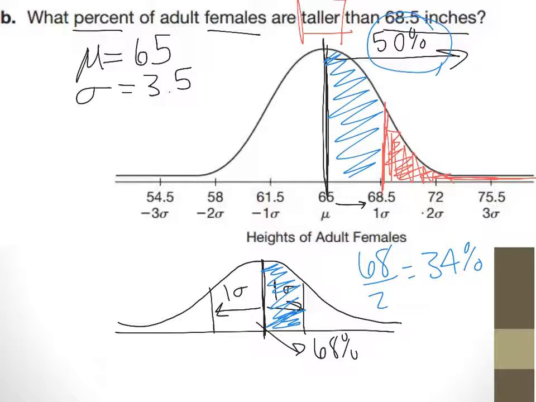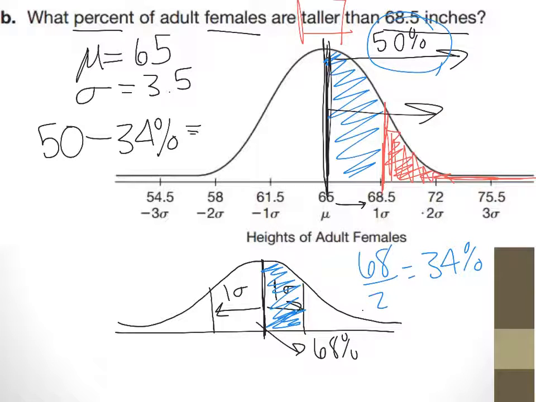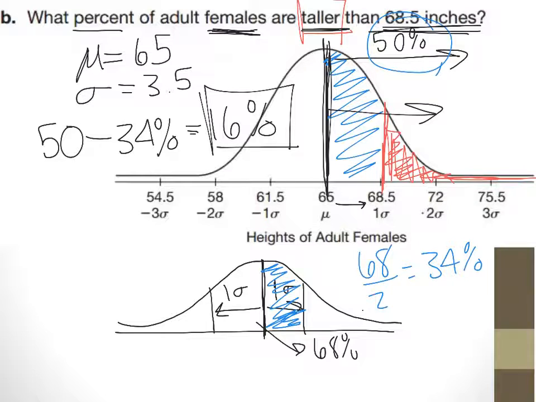Okay, and so if this whole side, okay, everything this way is 50%, well, then this red area must be able to be represented by 50 minus the blue area, which we found to be 34%, giving us a total of 16%. Okay, so there must be 16% of females taller than 68.5 inches.